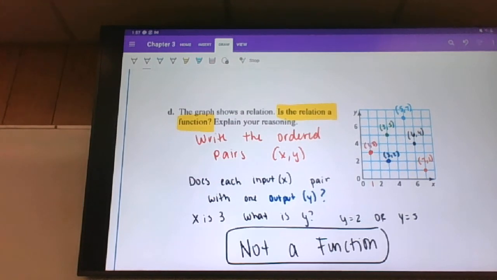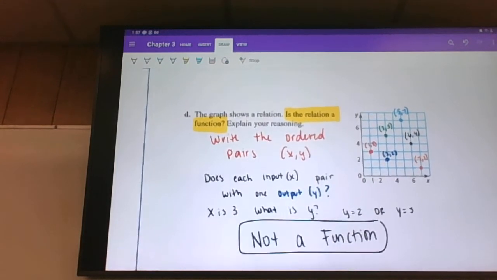Were you able to get it? The whole purpose of this problem: why is this not a function? Alright, if the same x value has 2 different y's, it's a no, not a function. You get it?